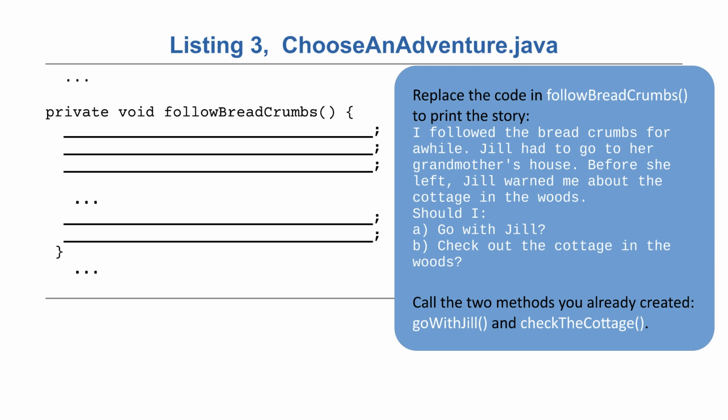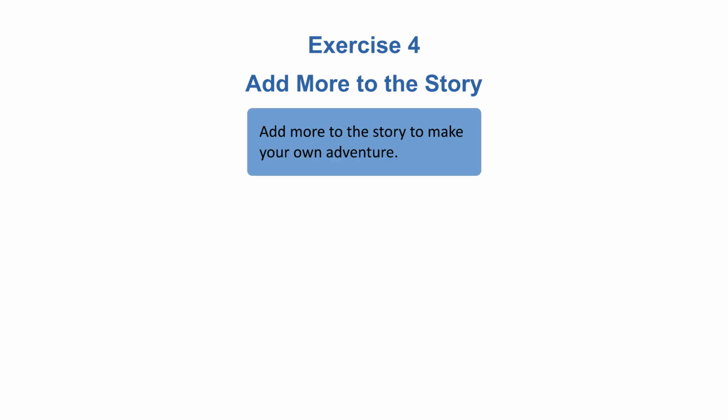Run it. What happened? If you chose to go up the hill, then follow the breadcrumbs, you should see the new story and options. If you then chose to go with Jill or check the cottage, you should see messages confirming that the correct method was called. By now you should know how to write the code to continue this Choose an Adventure story on your own. Exercise 4. Add more to the story.